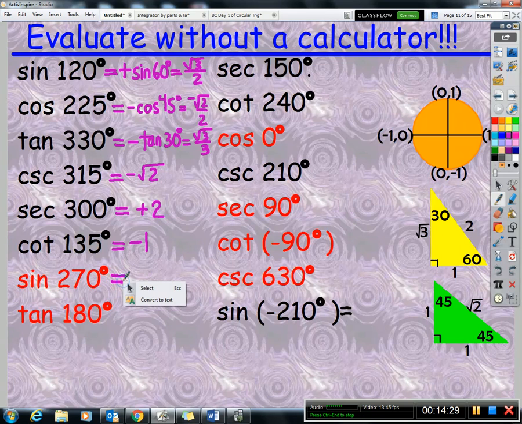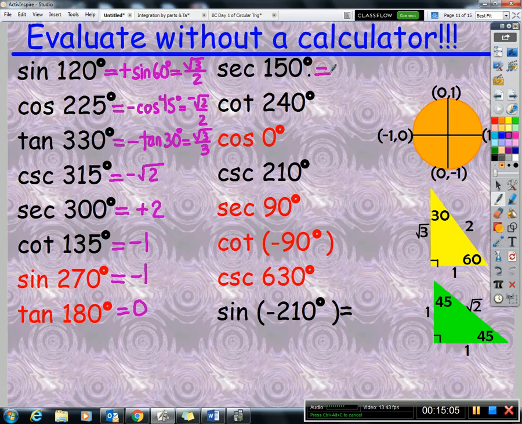Whoa, what am I doing changing colors? Being school-spirited? No. 270 degrees isn't in a quadrant. It's on an axis. So rebound to what you learned yesterday with the 0 and 1 circle. 270 is down here at the point 0, negative 1. Sine is y. That's negative 1. Tangent 180 is on the negative x-axis at negative 1, 0. Tangent is sine over cosine. y over x is 0 over negative 1 is 0.